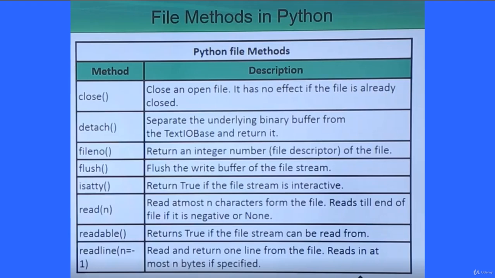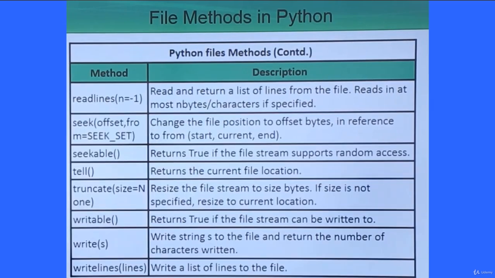readline(n=-1): read and return one line from the file, and read in at most n bytes if specified. That is, the n bytes are there and this -1 is there. Read and return one line from the file and read in at most n bytes, if n is specified in the parameter. We also have readlines(n=-1): read and return a list of lines from the file, and read in at most n bytes or characters if specified. Then we have seek(offset, from=SEEK_SET).